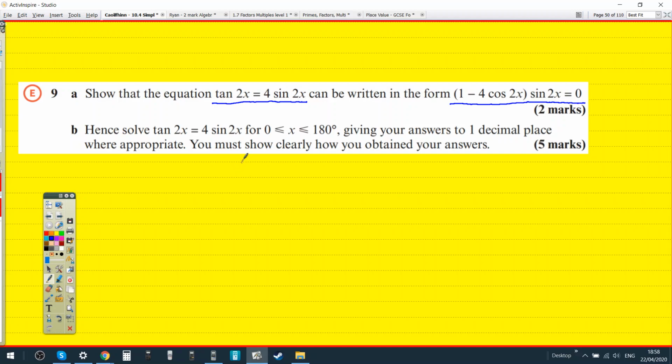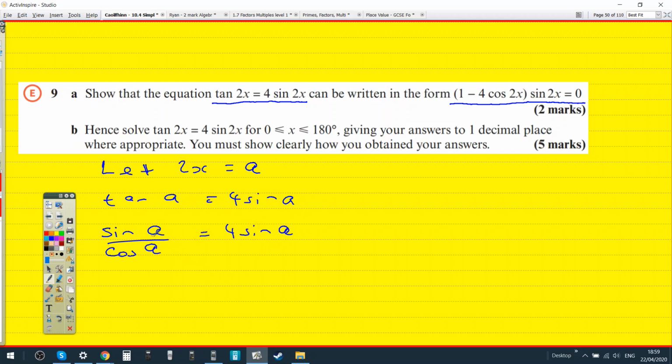So do we just write sine over cos instead? Yes. So sine over cos 2x equals 4 sine 2x. That doesn't make sense. Do your let thing first. Let 2x equal a. And then tan a equals 4 sine a. And then sine over cos a equals 4 sine a. Still doesn't make sense. It always has to be the sine of something, cos of something. So you can't say sine over cos a. It is sine a over cos a.